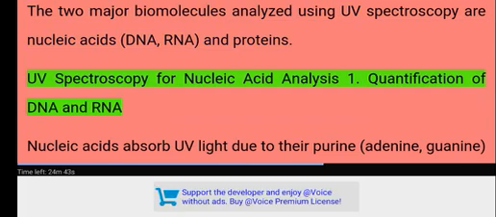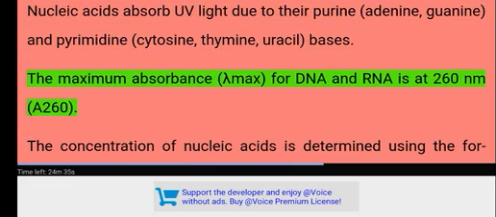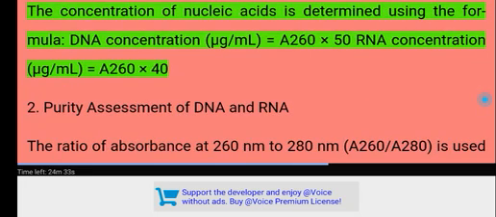UV spectroscopy for nucleic acid analysis. 1. Quantification of DNA and RNA. Nucleic acids absorb UV light due to their purine (adenine, guanine) and pyrimidine (cytosine, thymine, uracil) bases. The maximum absorbance, lambda max, for DNA and RNA is at 260 nanometers, A260. The concentration of nucleic acids is determined using the formula: DNA concentration (microgram per milliliter) equals A260 times 50. RNA concentration (microgram per milliliter) equals A260 times 40.